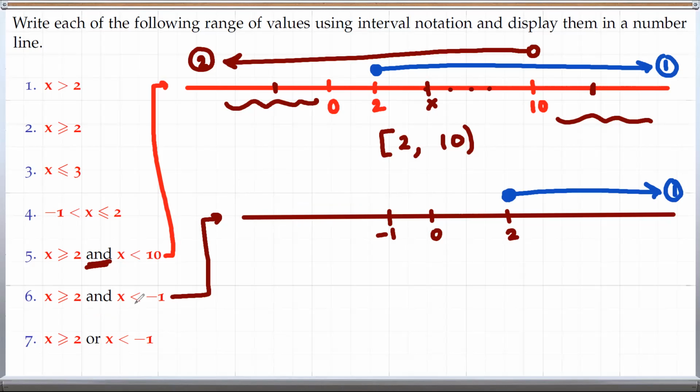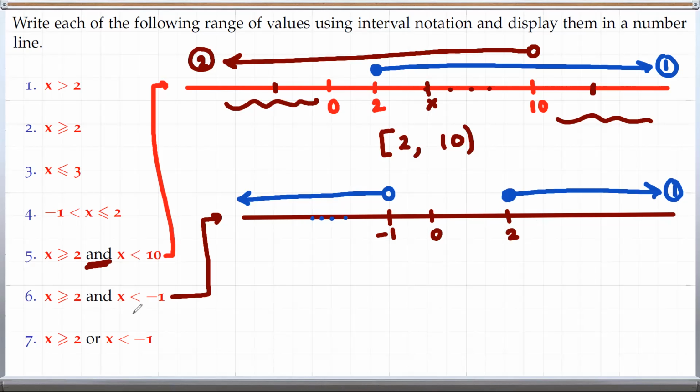Now the second inequality is x less than -1. So we start at -1 and not include -1 because it's strictly less than -1. And then we go to the left because it says less than -1. All these numbers are less than -1. So we have graphed these 2 inequalities separately.